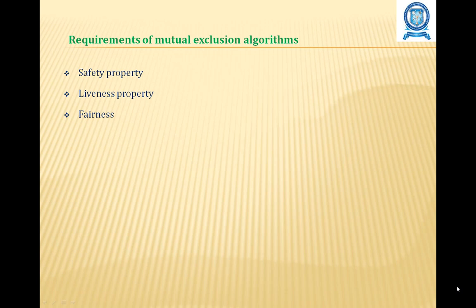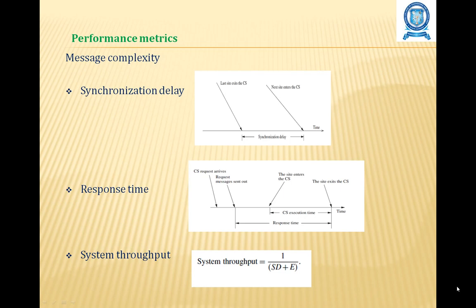The third requirement is fairness. Fairness in the context of mutual exclusion means that each process gets a fair chance to execute the critical section. In mutual exclusion algorithms, the fairness property generally means that the critical section execution requests are executed in the order of their arrival in the system. So these are the requirements of mutual exclusion algorithms.